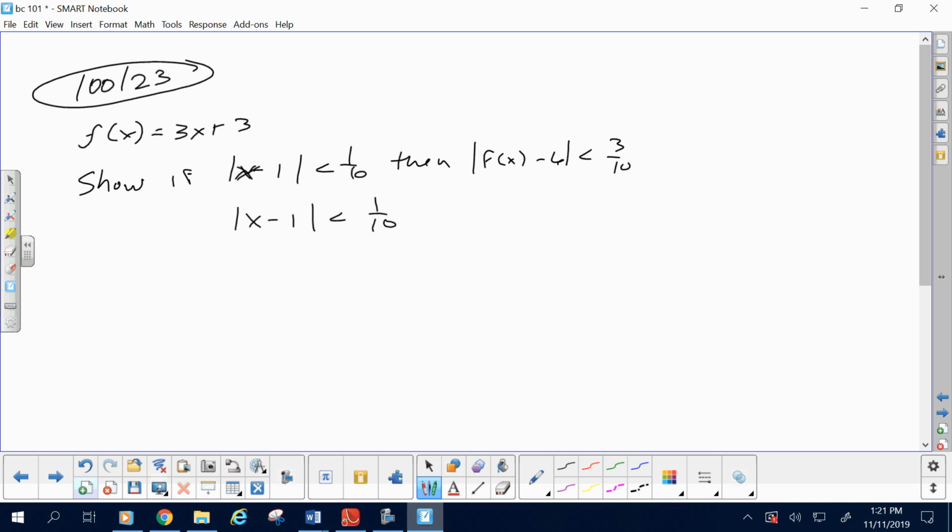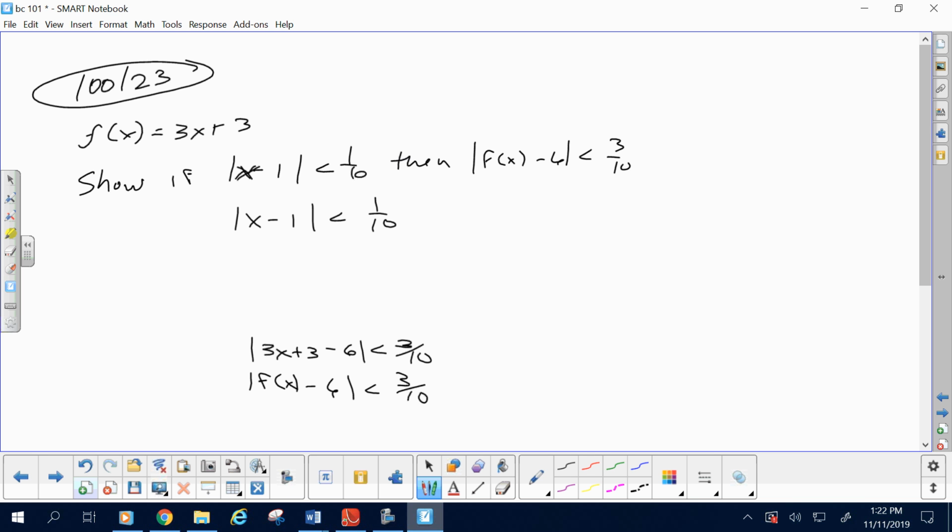So, I'm trying to get to this step: |f(x) minus 6| is less than 3/10. What should I do? f of x is 3x plus 3. Now, you remember all those identities you did in the green book? The answer is yes, because the sheet is right there. Thanks, Mr. Sheena. Right. Okay, so do you remember those identities?